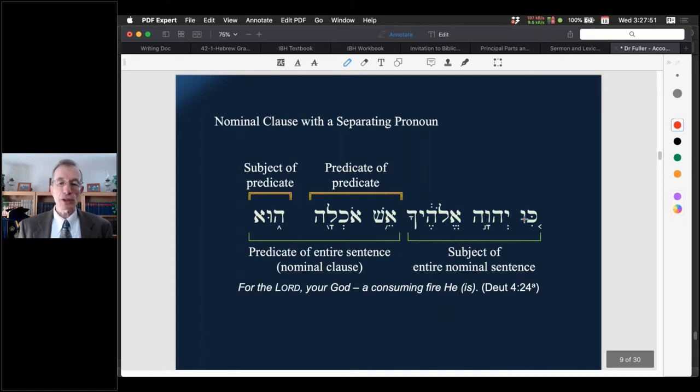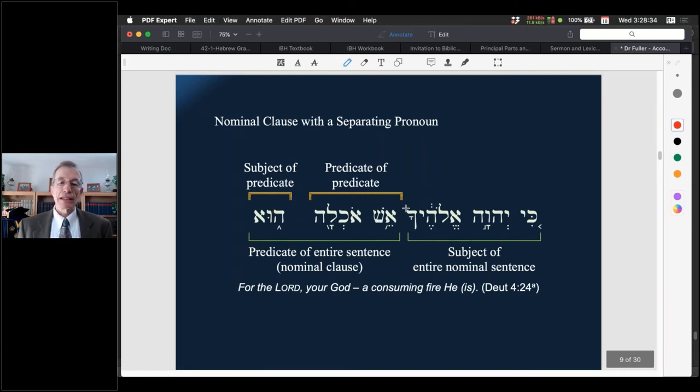Now, so here's what you have. For the Lord your God, that's suspended because this pronoun, which goes back to the Lord your God here, is being preoccupied with this. Hence, this is suspended here, okay? Given emphasis. So there's real emphasis over here. There's even emphasis here because it occurs before the pronoun. The pronoun has zero emphasis in this context here, okay? Zero emphasis. So for the Lord your God, he is a consuming fire, okay?